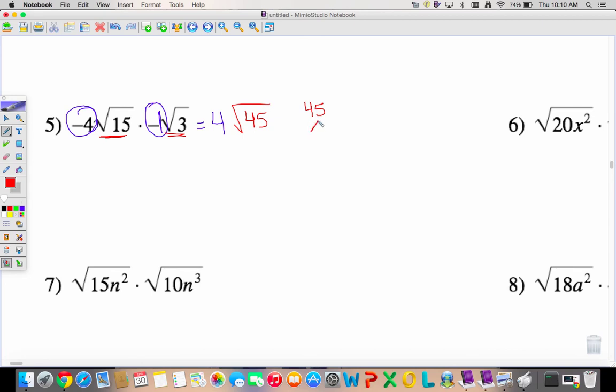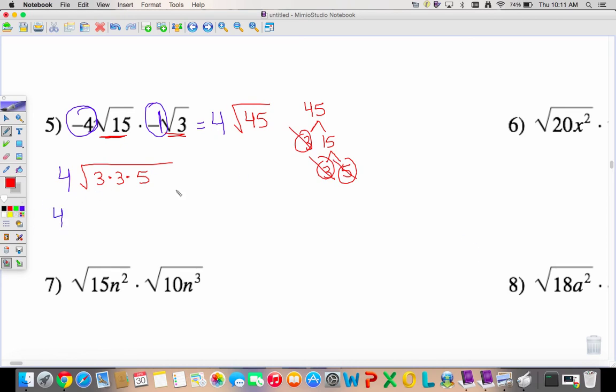We need 2 numbers that go into 45. We can do 3 and 15. 3 is a prime number, so let's focus on 15. Two numbers that go into 15 are 3 and 5. So I still have the 4 over here in front. We ignore it just for right now. And then we have the square root of, I have 2 3's and a 5. So 3 times 3 times 5. And there's nothing left of prime numbers.